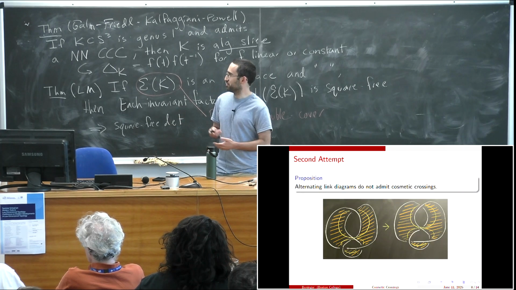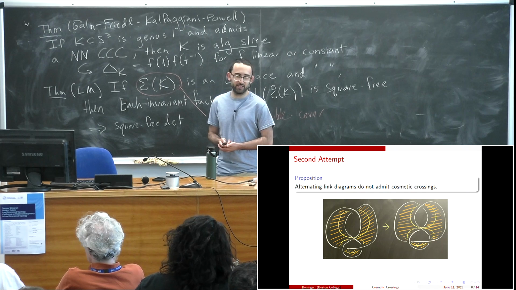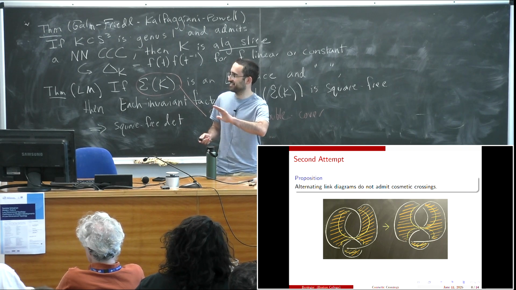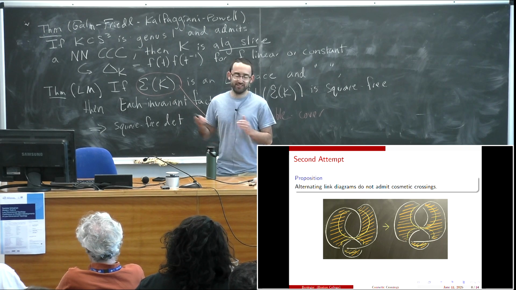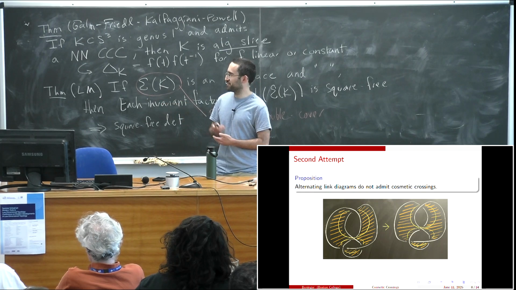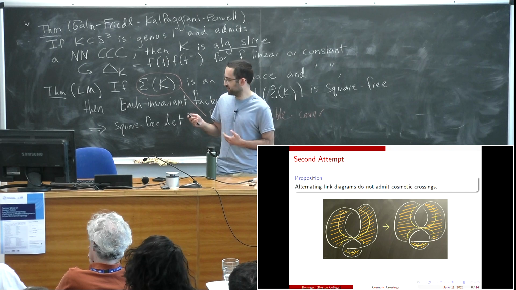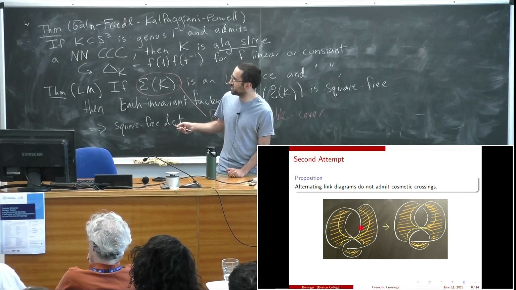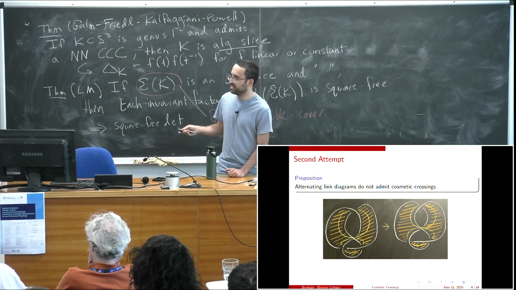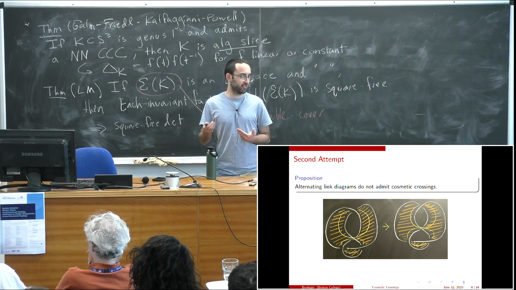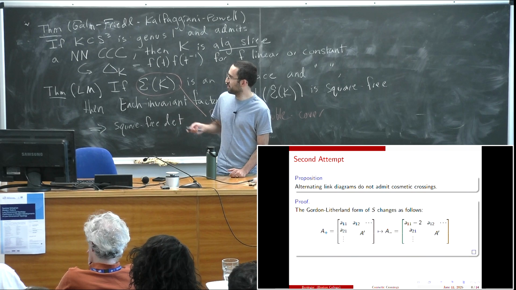So now we can give a second proof that alternating link diagrams do not admit cosmetic crossing changes, slightly more topological. We'll think about our checkerboard surface instead of a Tate graph, and we'll take a nice basis for the homology of that surface where everything avoids the crossing that we're switching except for just one curve that hits it in one place. And we're going to think about how our Gordon-Litherland pairing changes when we flip that crossing. We can see that it only changes in one place, and it only changes by 2.